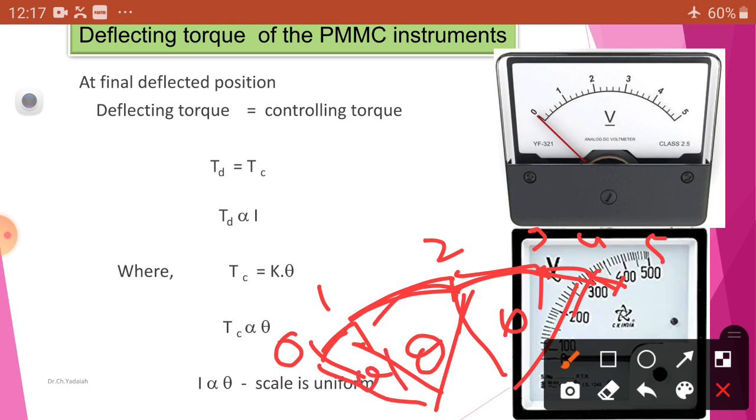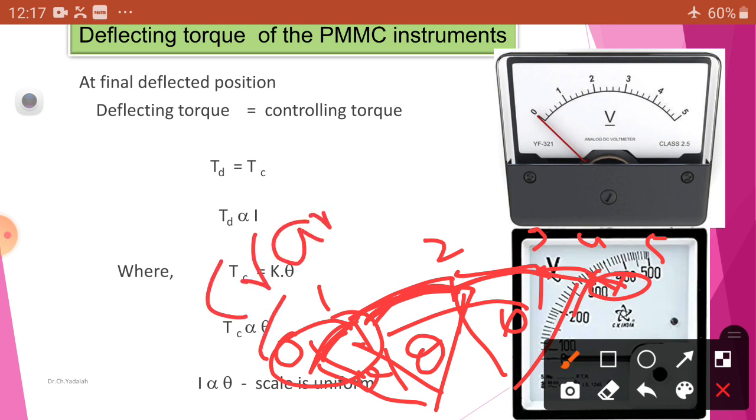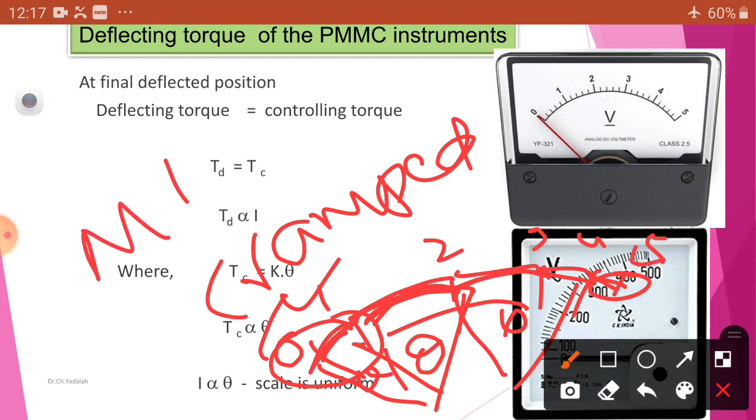So the deflection theta angle does not remain equal. The arc length is theta times R, so the length of the arc may not be equal in all these units. At the start the angle is minimum, at the end also minimum, but in the middle it goes on increasing and decreasing. So this is known as a cramped scale at the start and at the end in case of moving iron instruments.